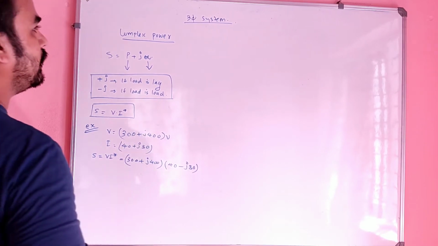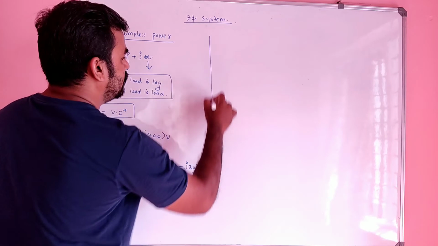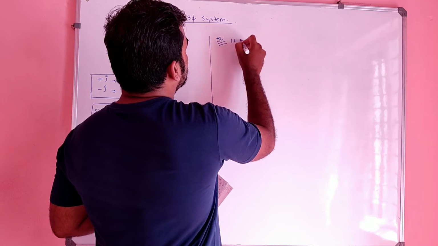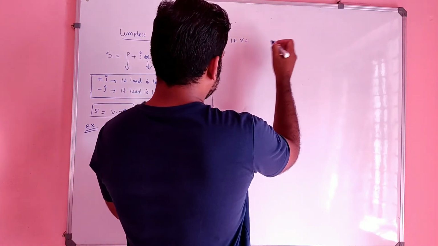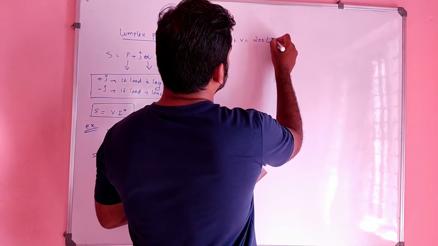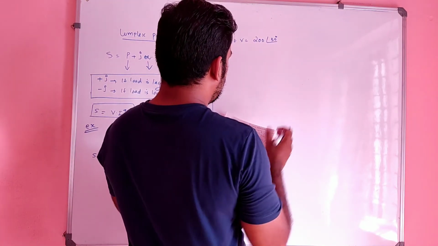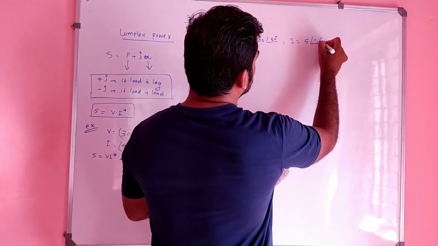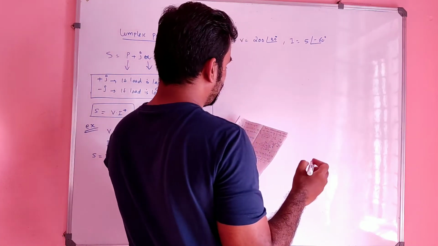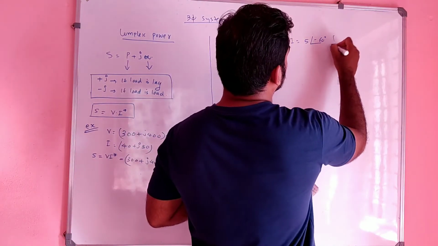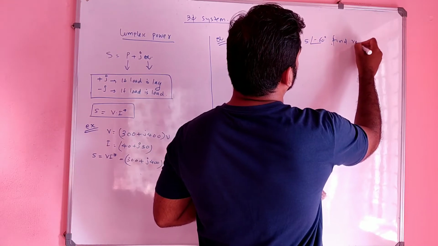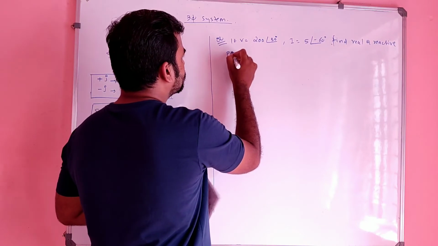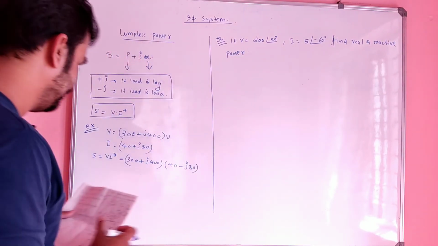Okay, so write a question. Write a question, then it will be more and more clear. If V is equal to 200 angle 30 and I is equal to 5 angle minus 60 degrees, find real and reactive power.